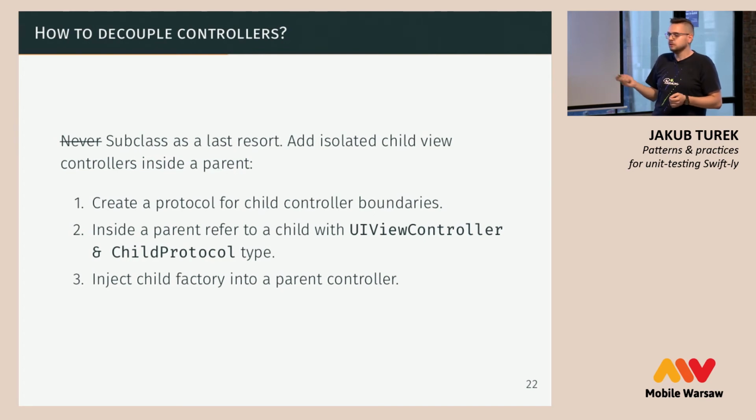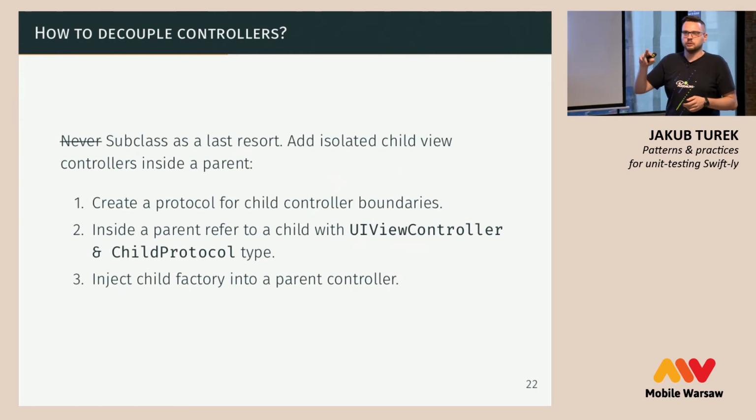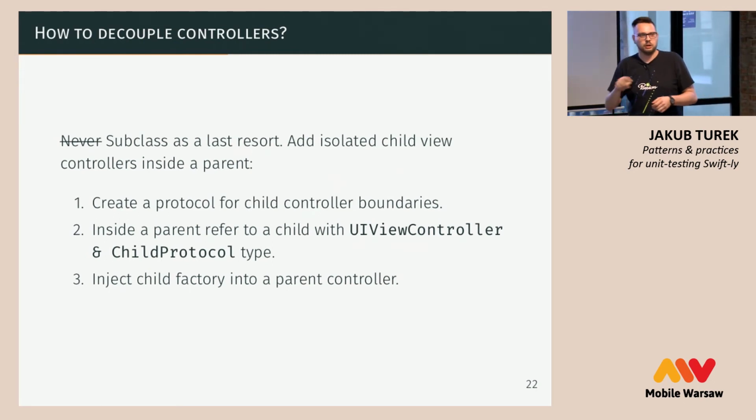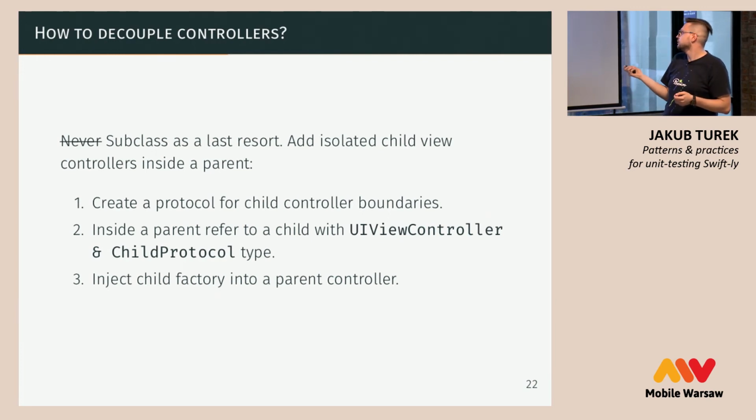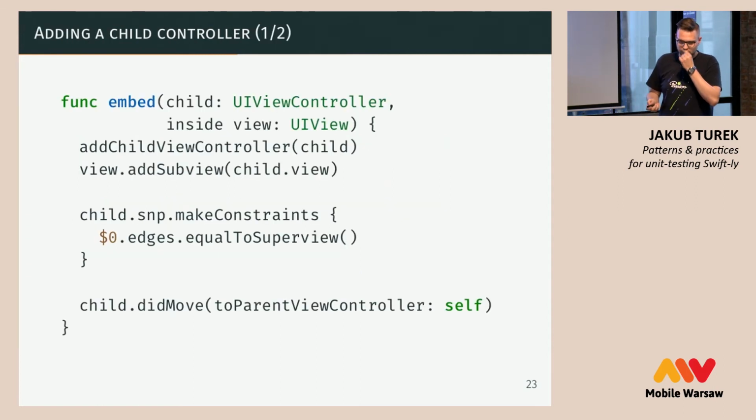You create a protocol for a child controller, and those are the boundaries that are needed to coordinate parent and child controller. Then, inside the parent, you refer to a child using the complex type, which is UIViewController and the protocol type. And then you inject a factory method into a parent controller. How does it look in practice?